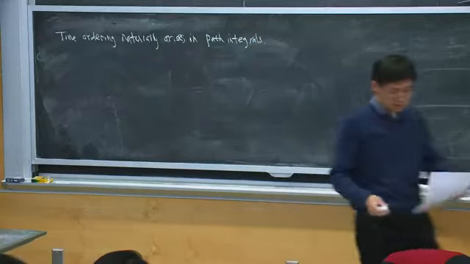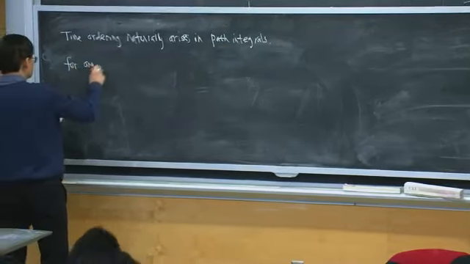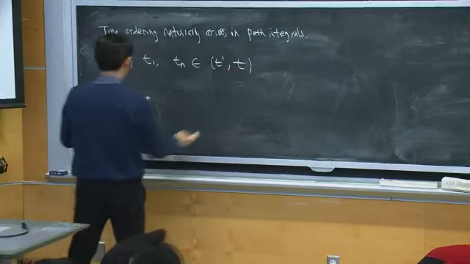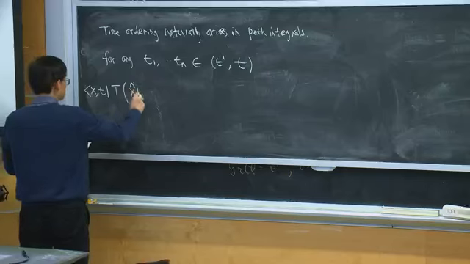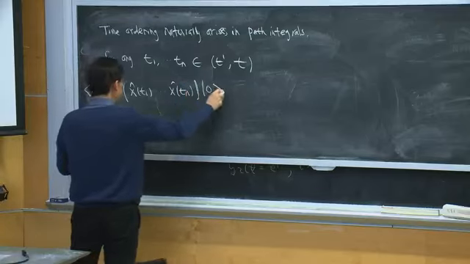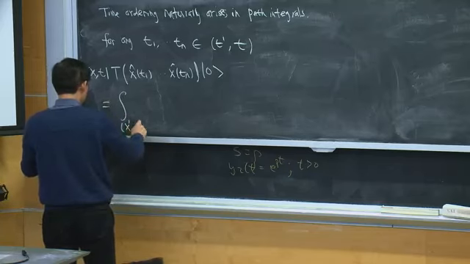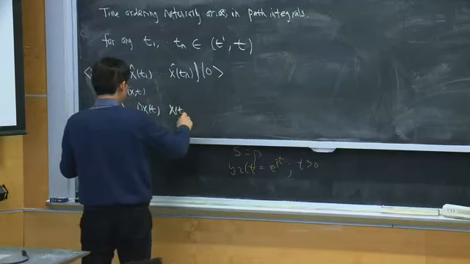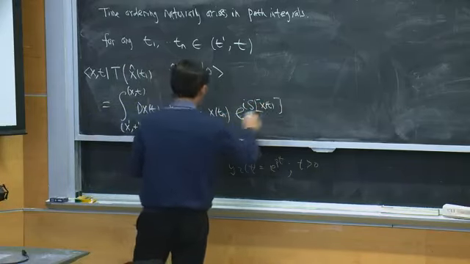So you can immediately generalize this. For any t1, ..., tn between t prime and t, you always have the time-ordered product of x hat t1, ..., x hat tn equal to the path integral over x prime t prime, x t, with x t1, ..., x tn inserted in the exponential. Okay?